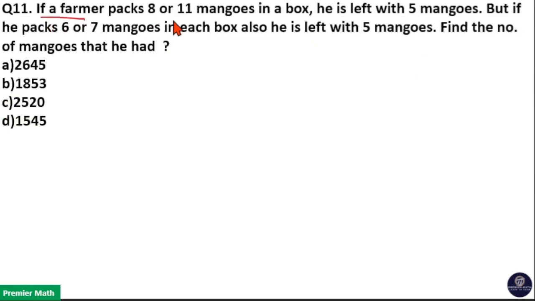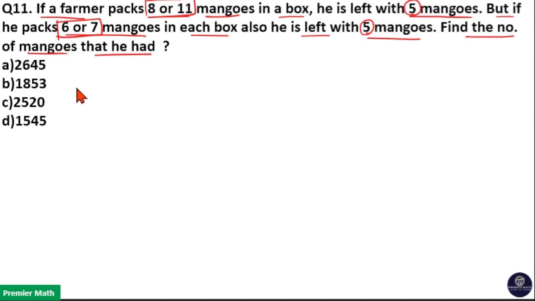If a farmer packs 8 or 11 mangoes in a box, he is left with 5 mangoes. But if he packs 6 or 7 mangoes in each box, also he is left with 5 mangoes. Find the number of mangoes that he had. Here, this question is like, if a number is divided by 8 or 11, the remainder is 5. And if the same number is divided by 6 or 7, the remainder is the same, that is 5.